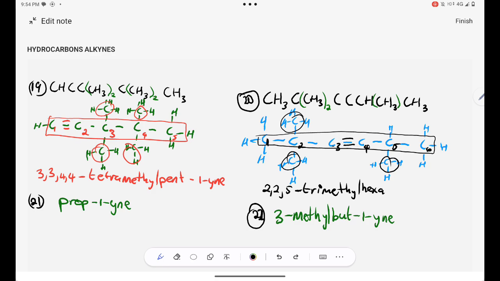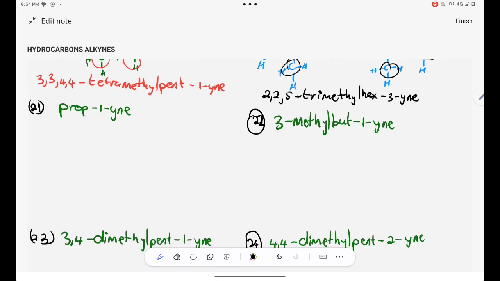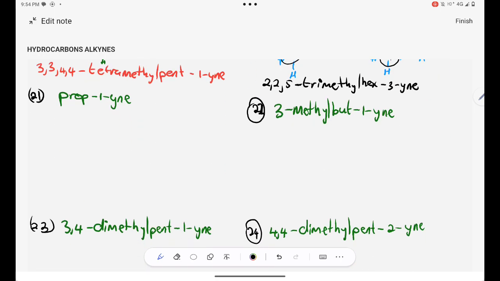I just lied. It cannot be hexane, guys. It's hex. Between carbon number 3 and 4, I have a triple bond, right? It's hex 3 ine.